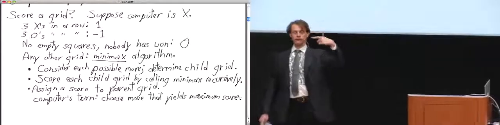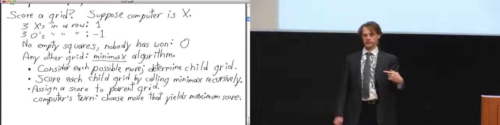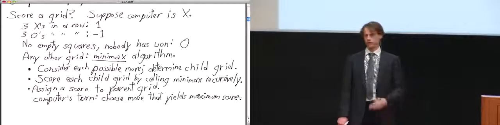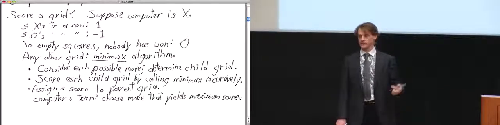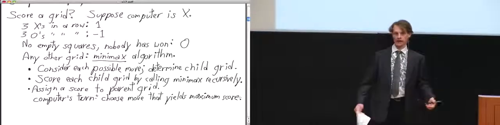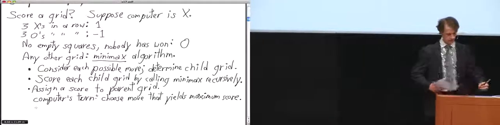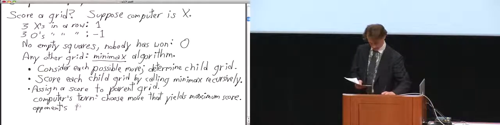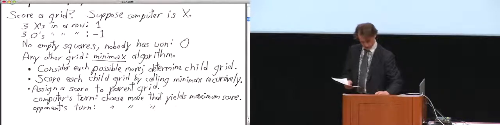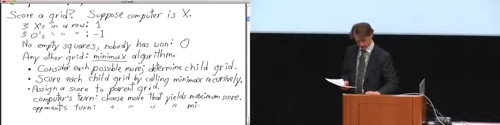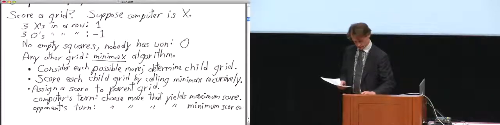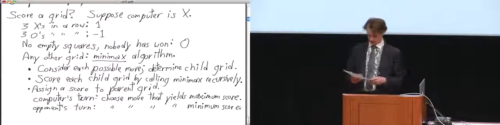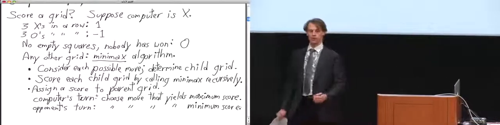But at every other level of this tree, you're going to be looking at your opponent's turn to move, and your opponent has the opposite wishes of you. Your opponent wants the most negative score possible, and they're going to pick a move that gives the most negative score. So when it's the opponent's turn, you choose the move that yields the minimum score, and you assign that score to the parent grid.